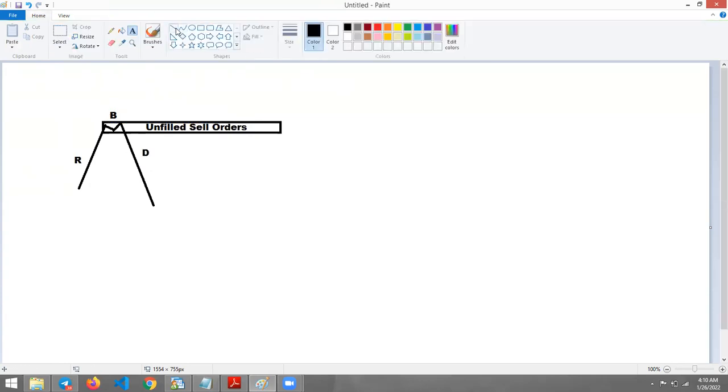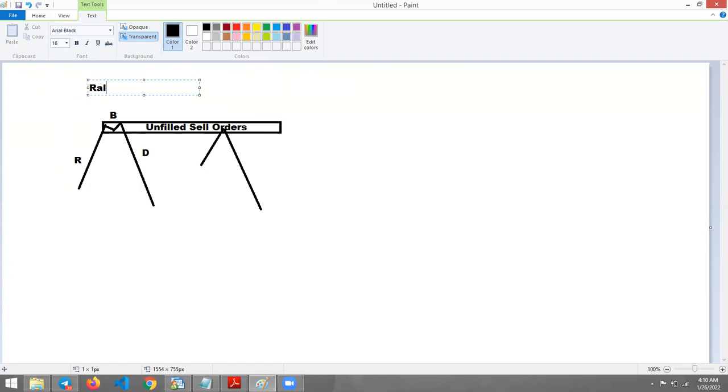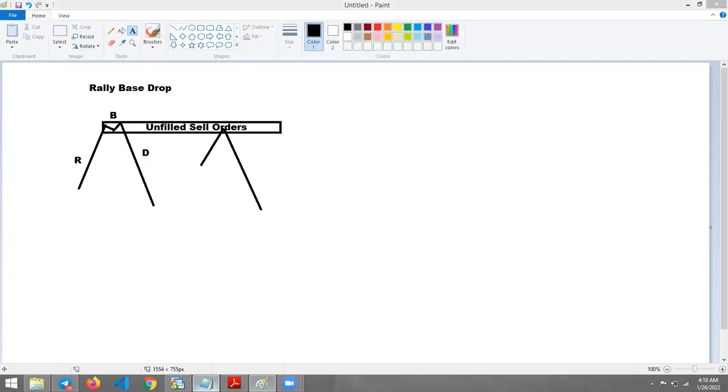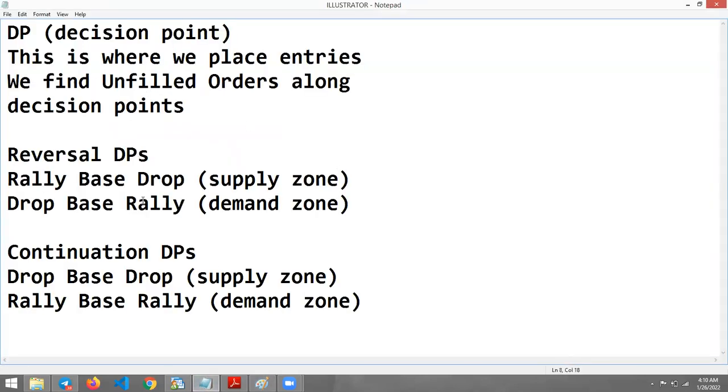Price will basically rally, form a base, and then drop. What we wait for is for price to retrace to the zone, fill up the orders, and then reverse. This is what we call a rally, base, drop, right? Then the second type of reversal is the drop, base, rally. It's a demand zone.